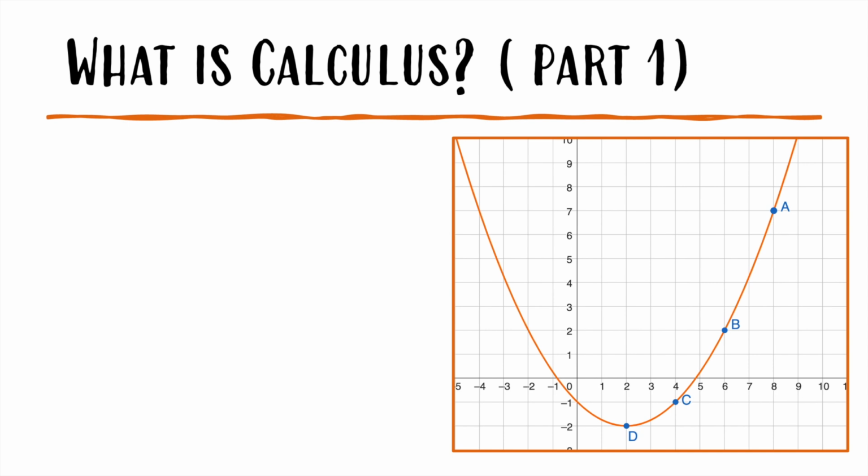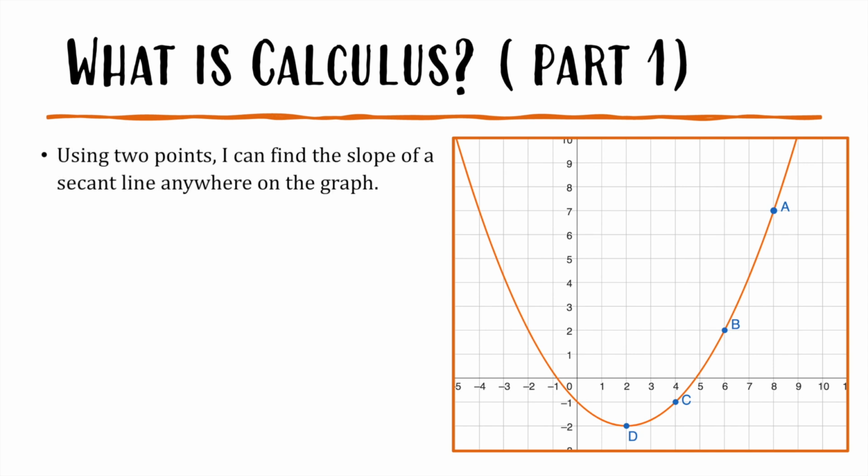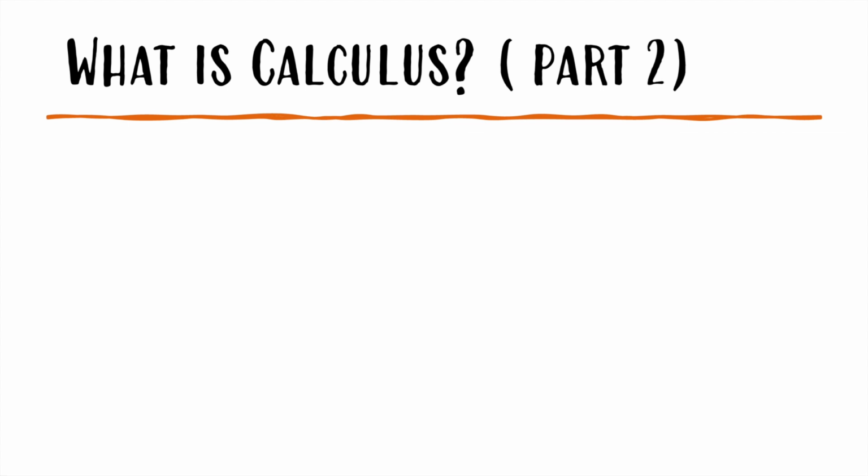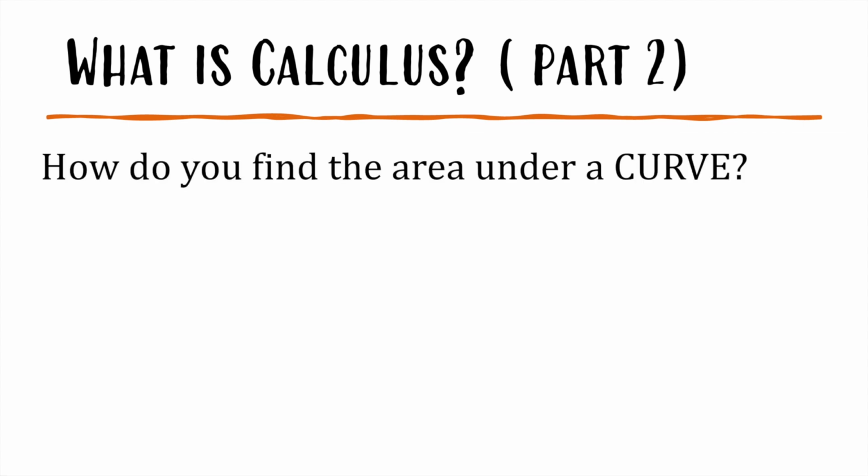Here's the graph of a parabola, and using 2 points, I can find the slope of a secant line anywhere on the graph. I can find the slope between D and A, between D and B, between D and C. But what if I want to know the slope of the graph of that parabola right at point C? It's only 1 point. More on that later. Another seemingly unsolvable problem was, how do you find the area under a curve?